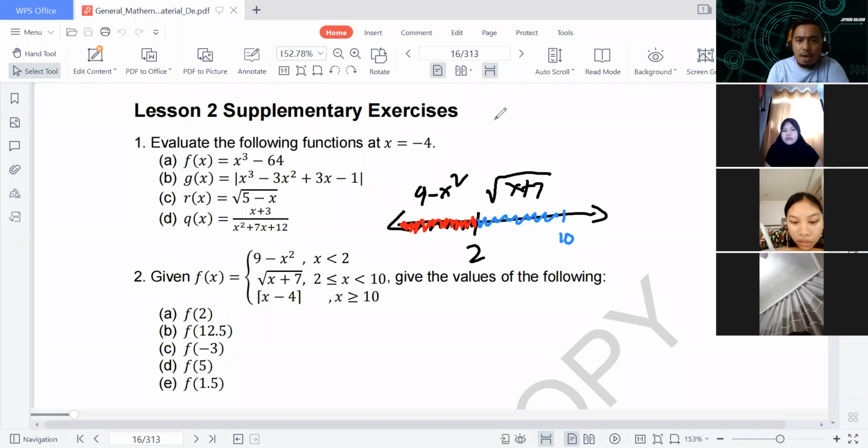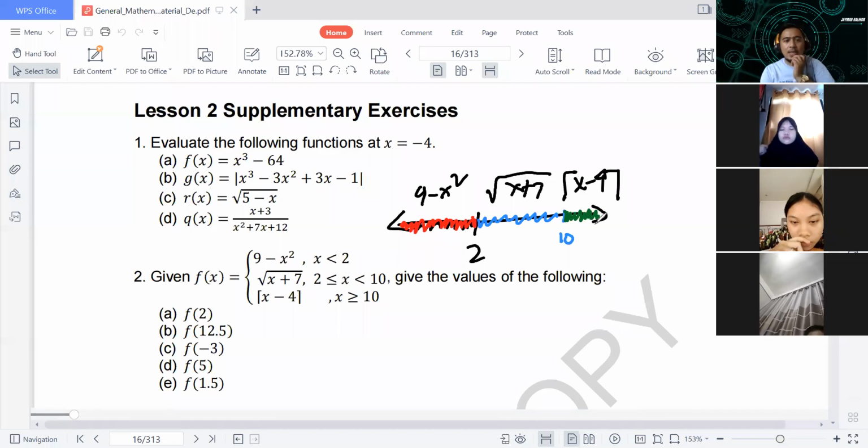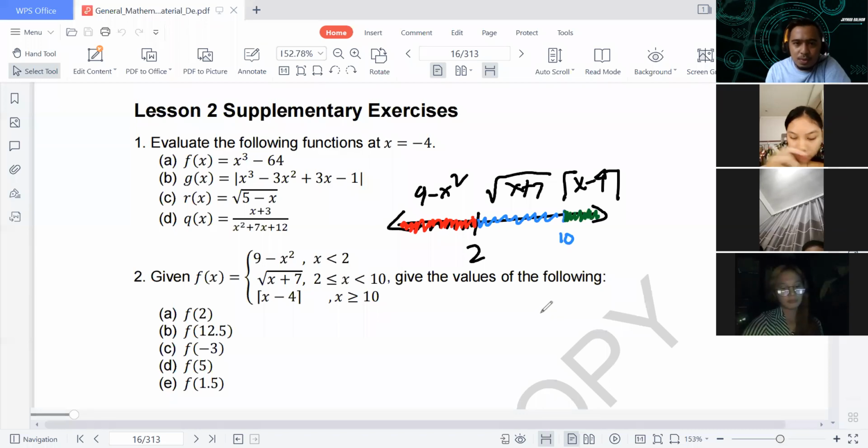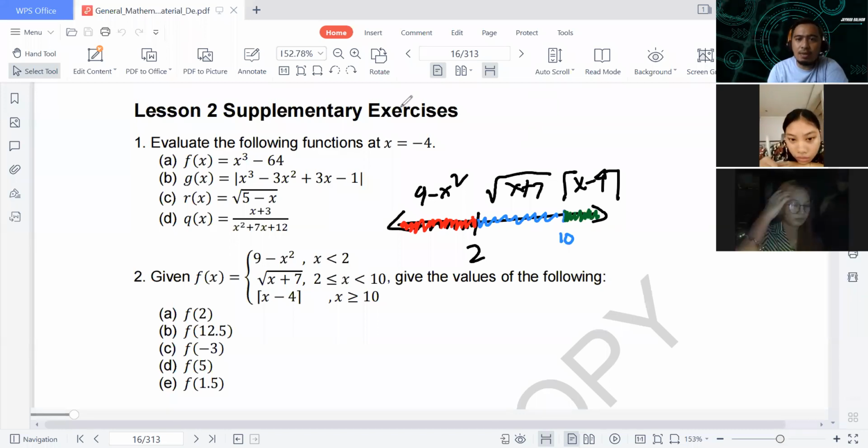While if the value of your x is greater than or equal to 10, 10 is included, until positive infinity, then you will be using the ceiling function of x minus 4. Okay? Understood? The ceiling function. Okay. So that is the piecewise function. So let us now have examples A, C, and E.